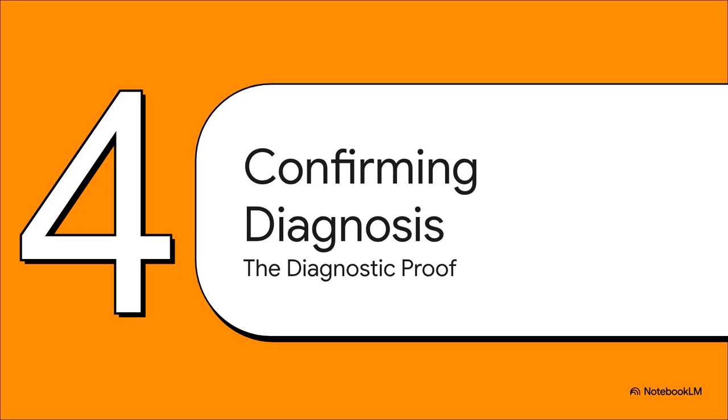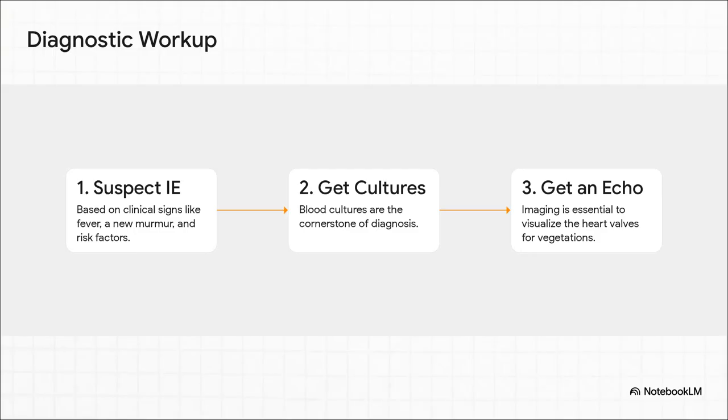Okay, finding clues and having a suspicion is one thing, but now we need the proof. How do we go from "I think it's IE" to "I know it's IE"? Let's get into it. The initial workup is actually pretty straightforward. Just remember this simple 3-step mantra. Suspect it, culture it, image it. First, your clinical suspicion has to be there. The fever, the murmur, the risk factors. Second, and this is the big one, get blood cultures to find the bug. And third, get an echo to actually see what's going on in the heart.